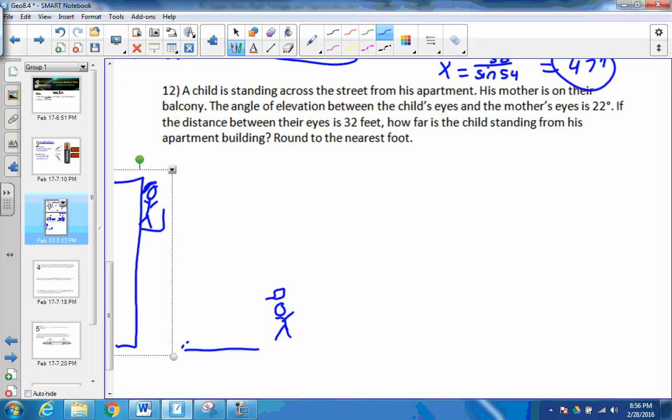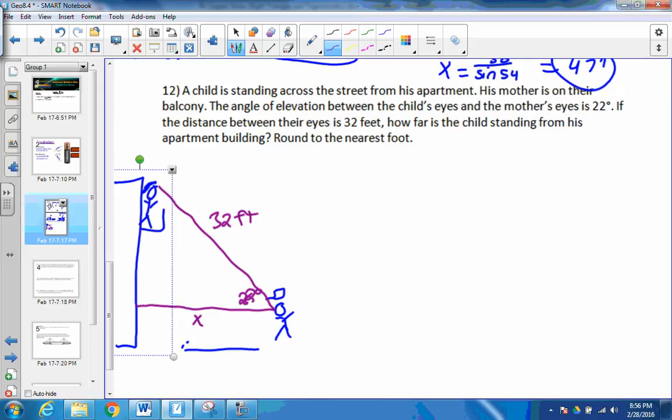Alright. The angle of elevation between the child's eyes and the mother's eyes is 22 degrees. If the distance between their eyes is 32 feet, how far is the child standing from the apartment building? So you got to know what an angle of elevation is. So you look from this child's eyes, this would be the horizontal, so the vantage point is going from the child's eyes to the mother's eyes. That's an angle of elevation. It's going up. And that angle is 22 degrees. The distance is 32 feet. So how far is the kid from the building? That would be this x right here.